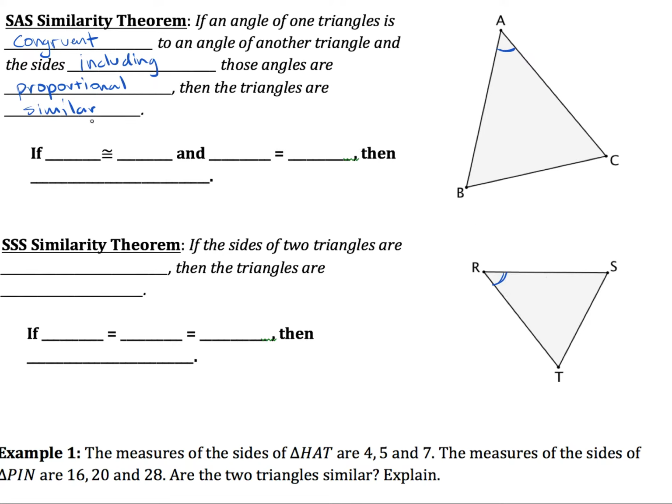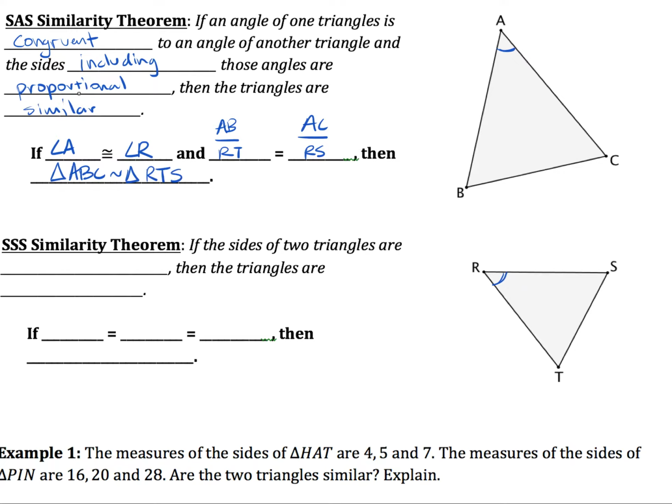And so what the SAS similarity theorem would say is that in this diagram over here, if angle A were congruent to angle R, okay, so that's an angle of one triangle congruent to an angle of another triangle, and if segment AB over segment RT, in other words, a ratio comparing this segment to this segment, if that ratio is equal to a ratio comparing segment AC's length with segment RS's length, if those ratios were equal, in other words, if the including sides for the angles A and R are proportional, then that would be enough for us to say that triangle ABC is similar to triangle RTS.